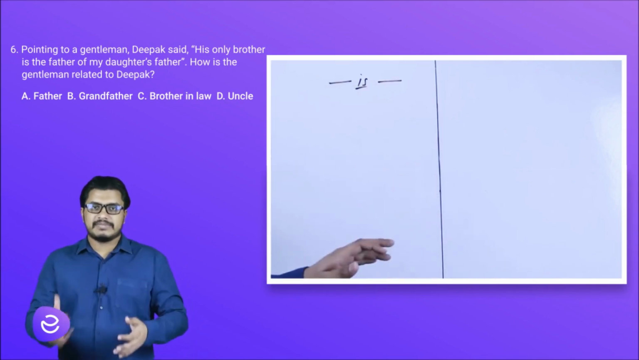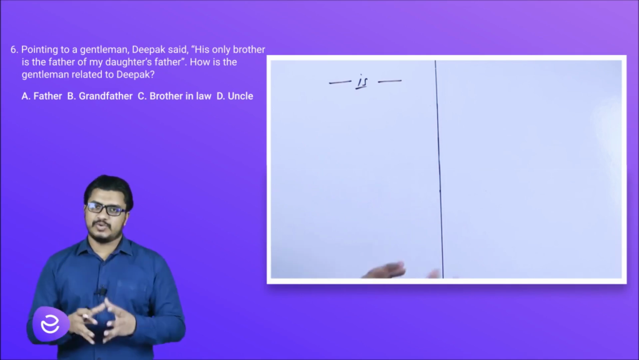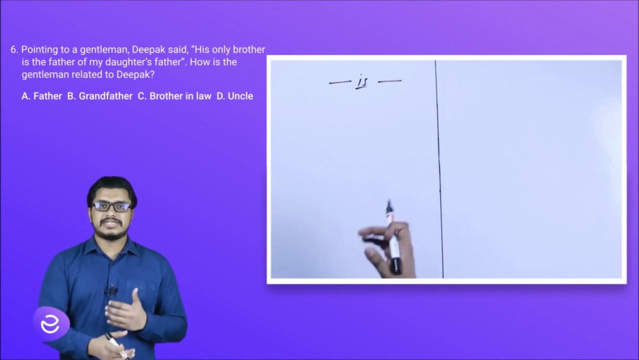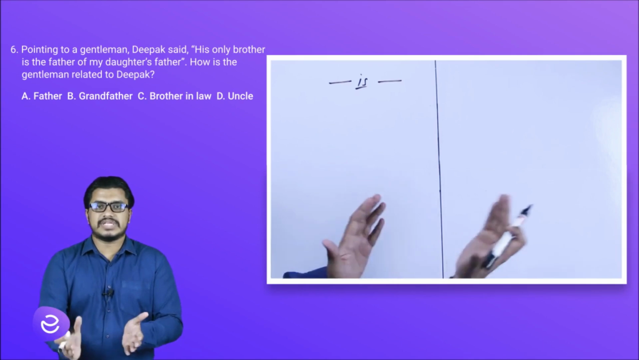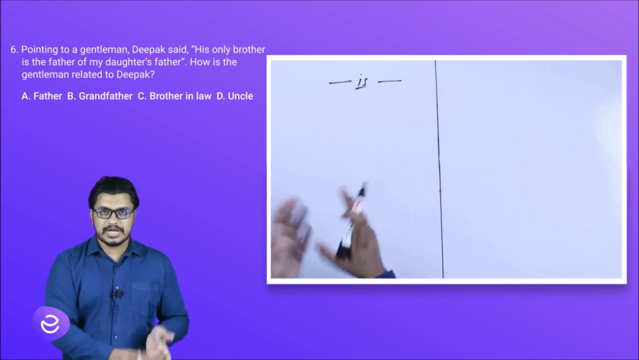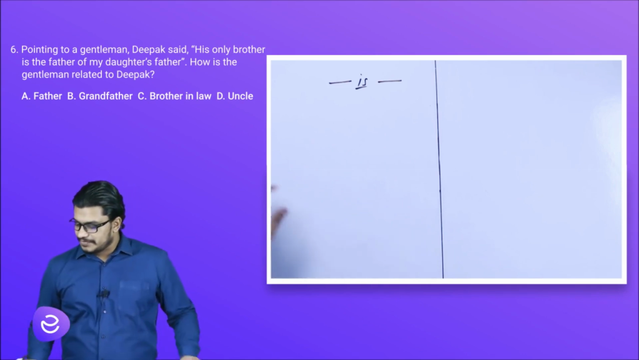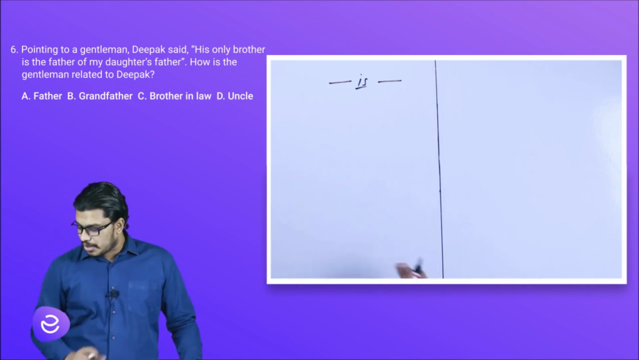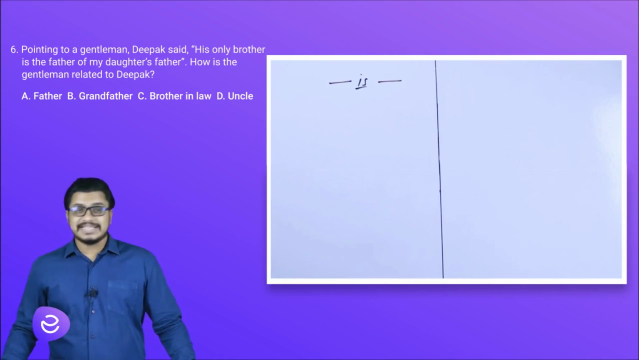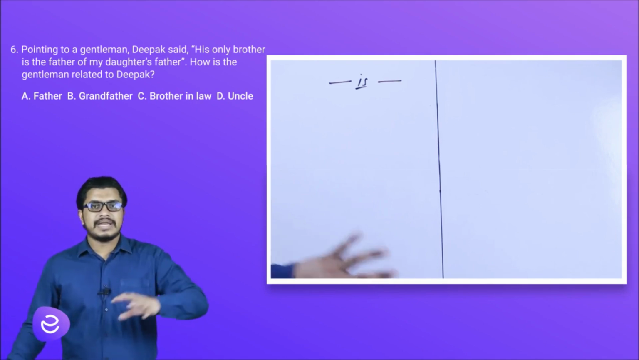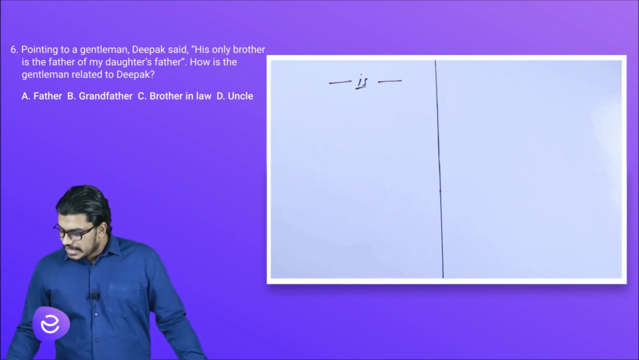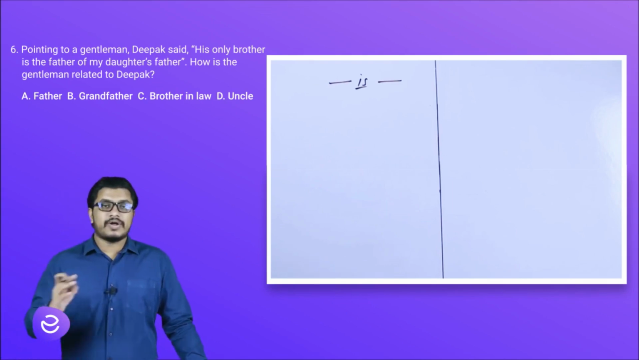I'm repeating myself. If you have a better technique, use that. This is just for beginners, so that they can know how this relationship is derived. So we'll go straight to the problem. Pointing to a gentleman, Deepak said. So there is a gentleman and there is Deepak. His only brother is the father of my daughter's father.